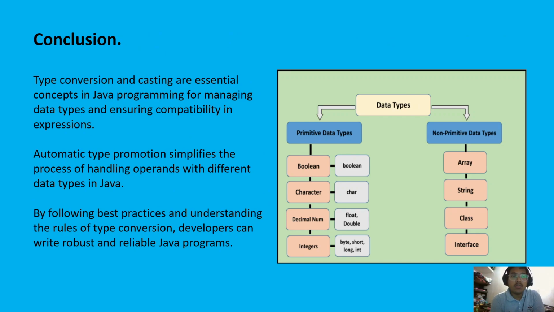Now in conclusion, type conversion and casting are essential concepts in Java programming for managing data types and ensuring compatibility in expressions. Automatic type promotion simplifies the process of handling operands with different data types in Java. So by following best practices and understanding everything related to type conversion, developers can write robust and reliable Java programs with proper accuracy.